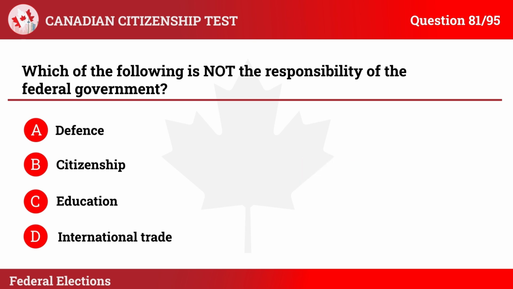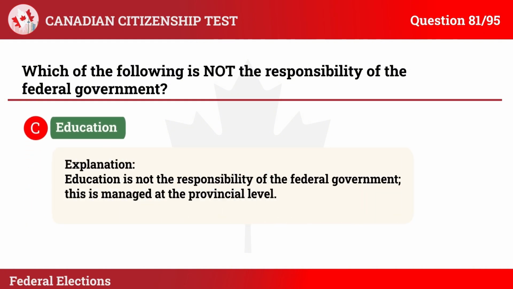The correct answer is C. Education. Explanation: education is not the responsibility of the federal government. This is managed at the provincial level.